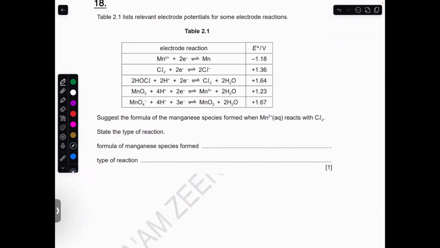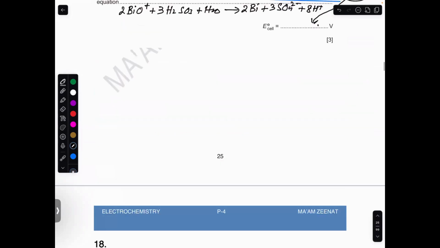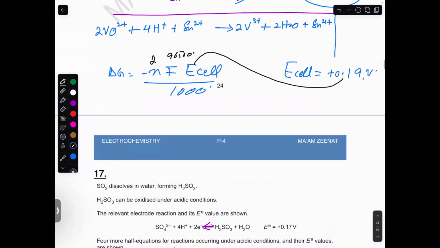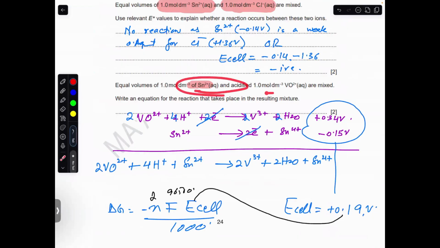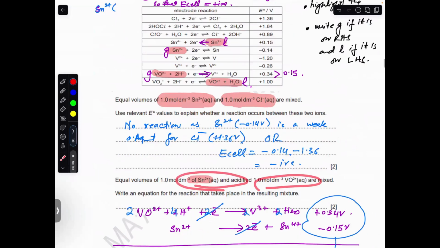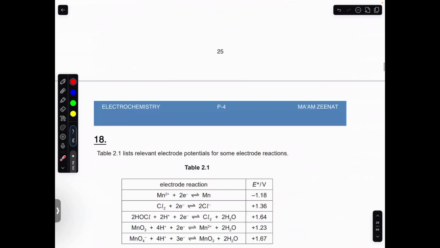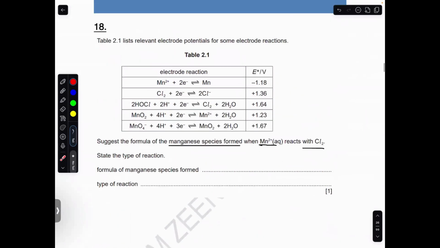Select the formula of the manganese species formed when Mn2 plus reacts with chlorine. Look, the mode of every question is a bit different, they're not always the same. But when they say like this, what is the reaction between this and this? What are you supposed to do? Highlight this. So again, they are saying between this and this. So what am I supposed to do?